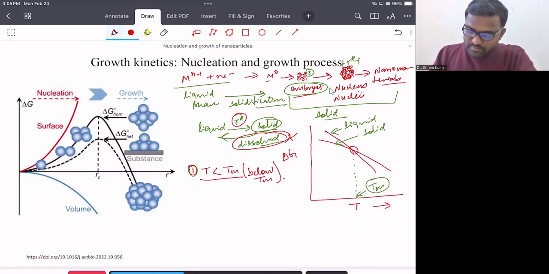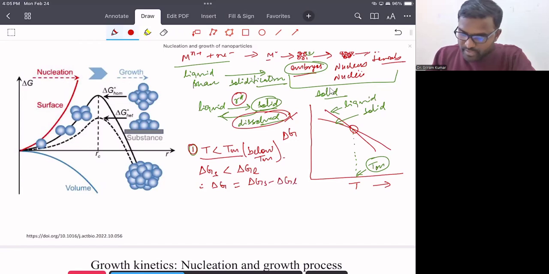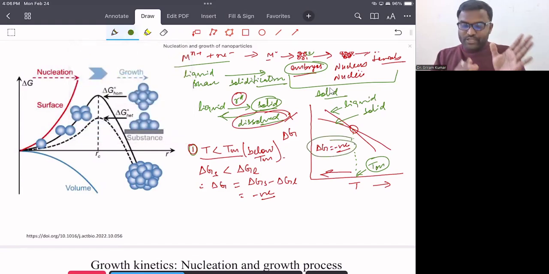So if this temperature is less than the melting point temperature, what happens? In this case, the Gibbs free energy for the solid phase is less than the Gibbs free energy for the liquid state, right? So in this case, delta G is equal to delta Gs minus delta Gl, which is equal to negative. So in this particular range, delta G is negative, and that is for the solidification process, or the nucleation process, from the liquid to the solid phase.